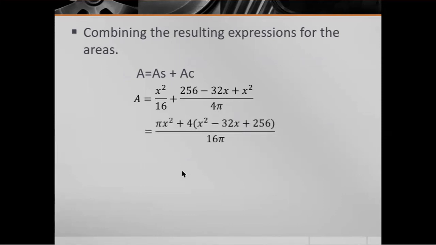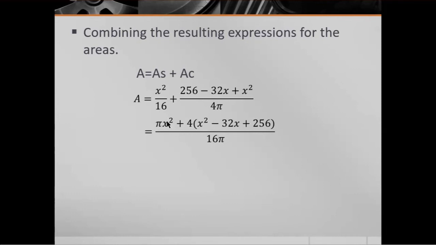Combining the resulting expressions for the areas, area of the square plus area of the circle. So we have the area for the square as x squared over 16 plus area of the circle, 256 minus 32x plus x squared all over 4π. So dito sa case na to, ang magiging denominator natin ay 16π. Kaya magkakaroon denominator na 16π, then 16π divided by 16. Cancel na 16, meron pang pi.